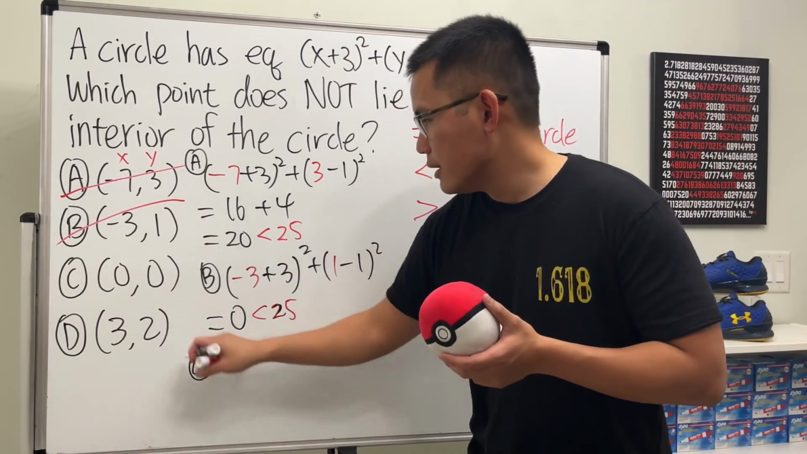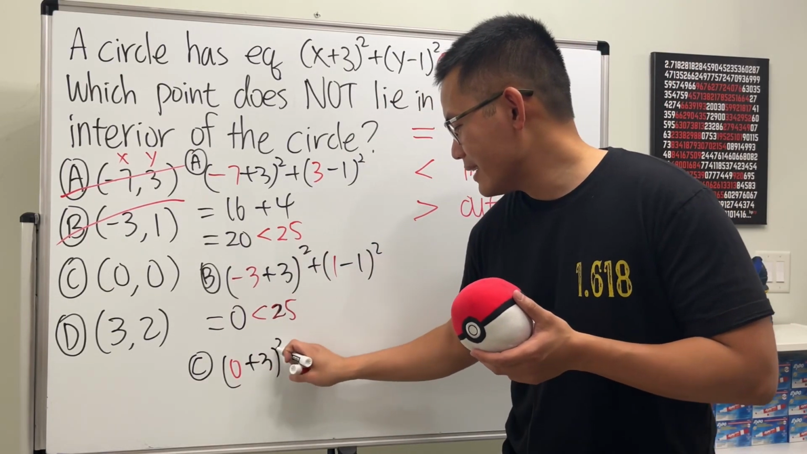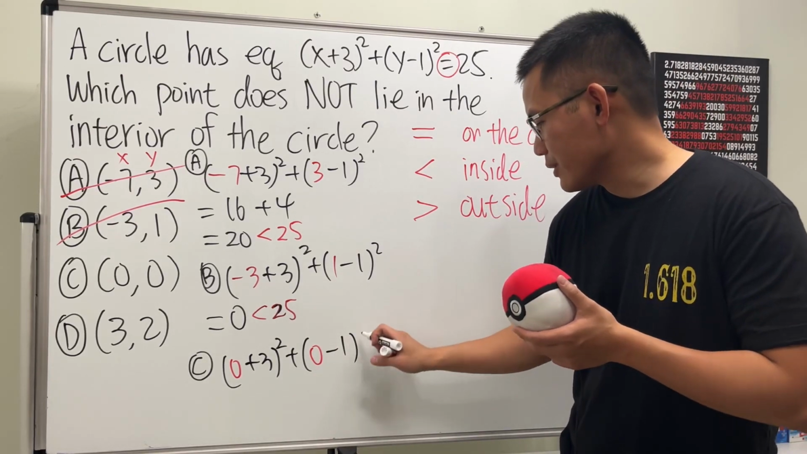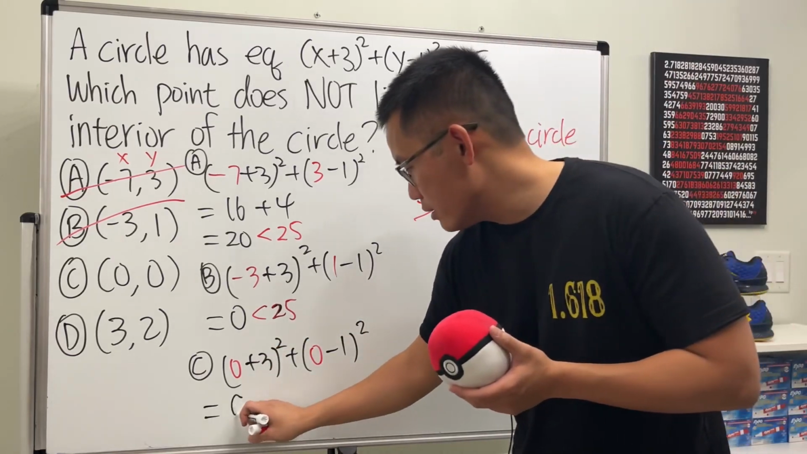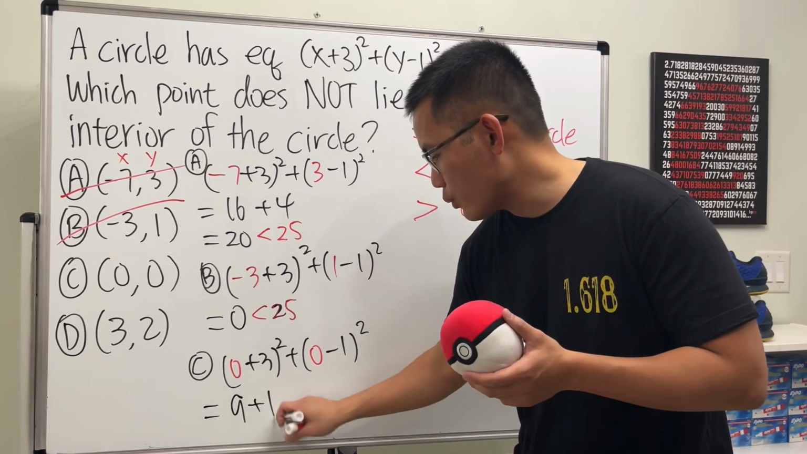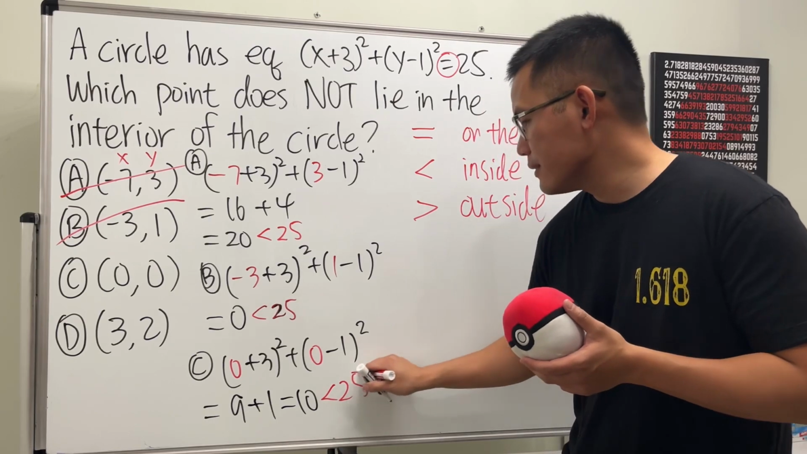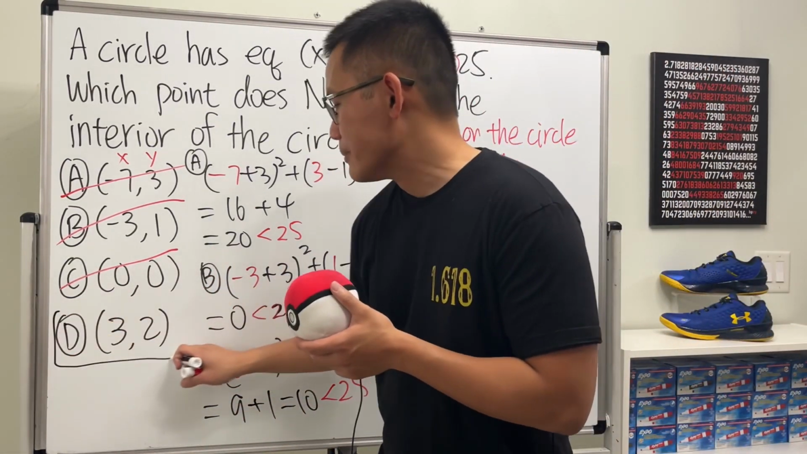Now C, 0, 0, plug in, so we have 0 plus 3 squared plus, yeah, the answer is D, but I'll just show you guys all the work. Here we go, this is 3 squared, which is 9. That's -1 squared, which is -1 times -1, which is +1. And we get 10, which is less than 25. Yeah, we should have just gone with option D.